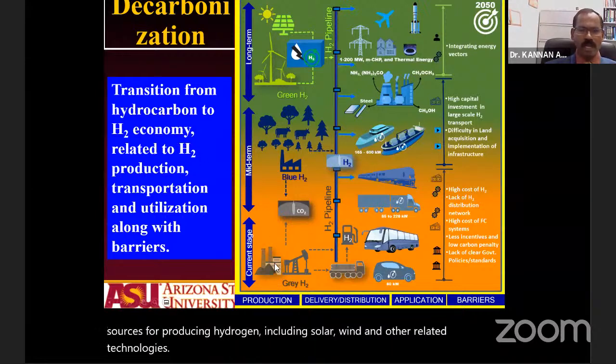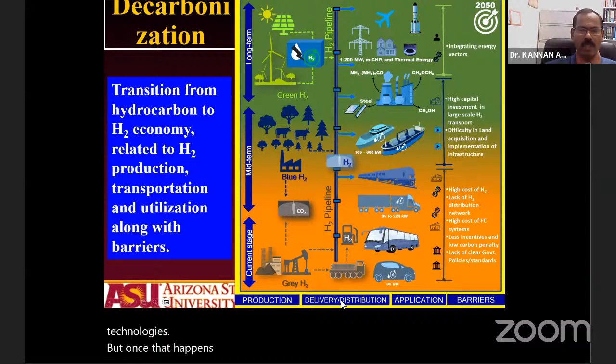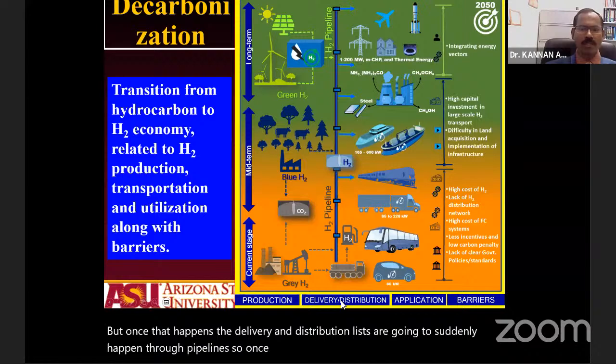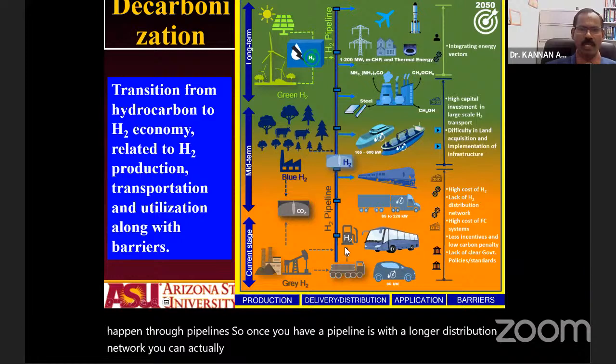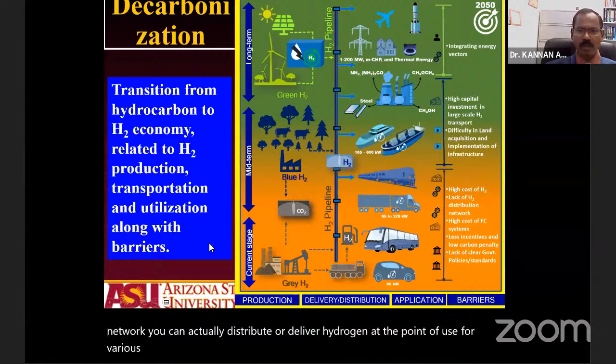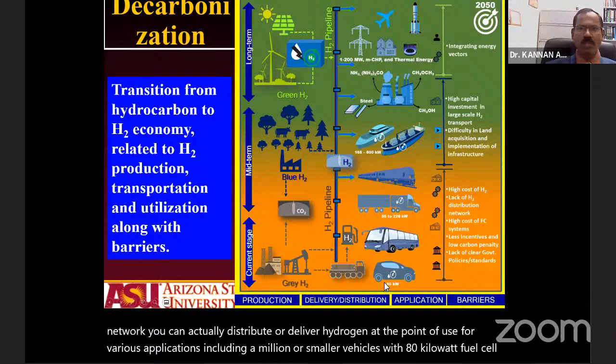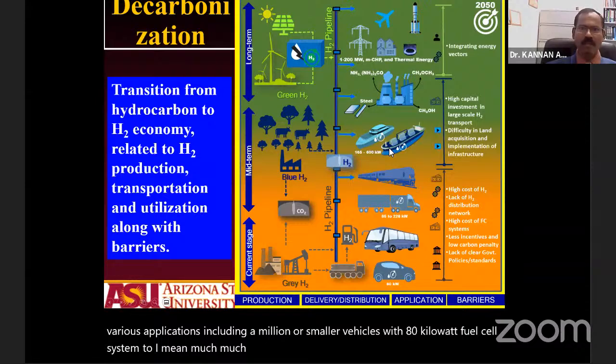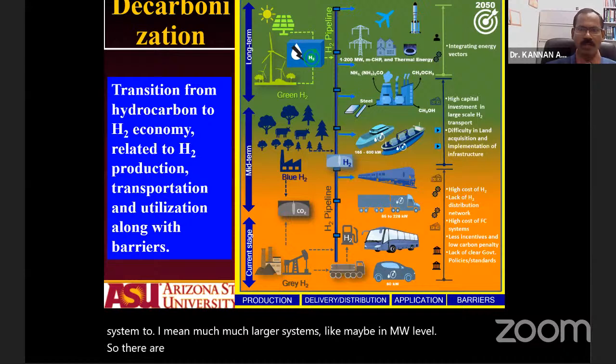But once that happens, the delivery and distribution is going to certainly happen through pipelines. So once you have pipelines with a longer distribution network, you can actually distribute or deliver hydrogen at the point of use for various applications, including smaller vehicles with an 80 kilowatt fuel cell system, to much larger systems, maybe at the megawatt level. There are 3 megawatt units available in the market today for various applications.